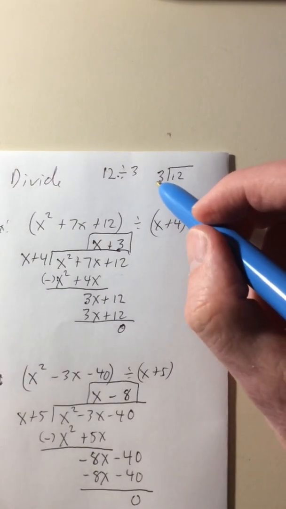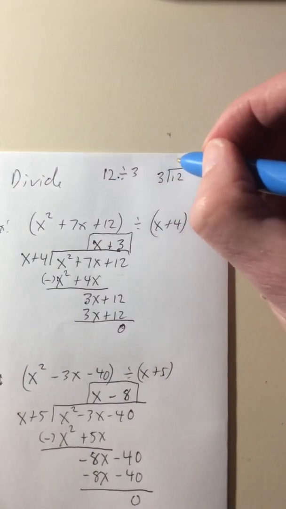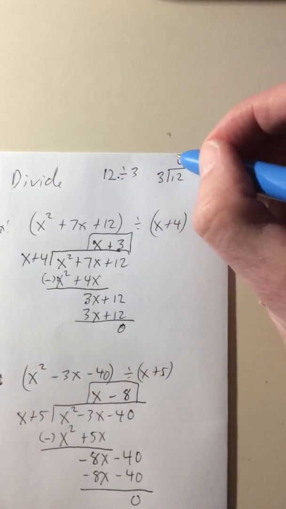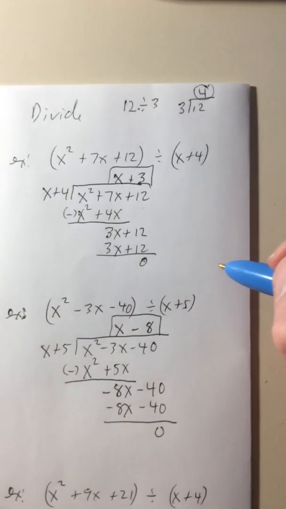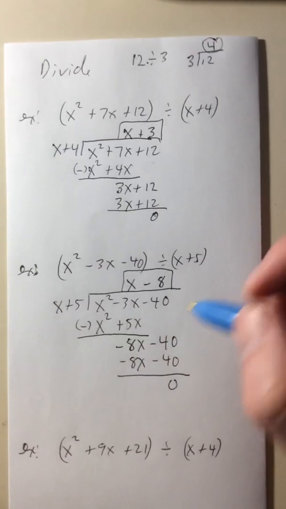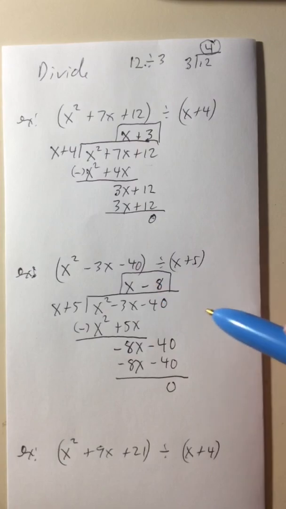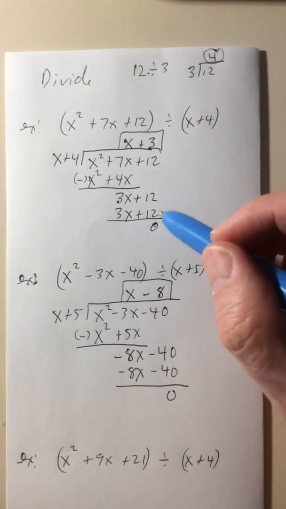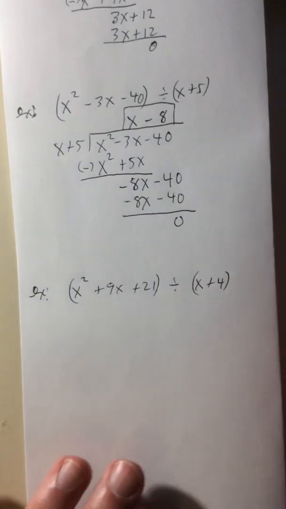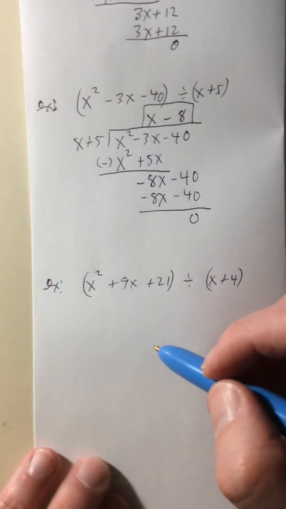Right, just like here, when we divide 3 into 12, the answer is 4, and that ends up on the top of this house. I'll still call it a house. So we got x plus 3 is our answer there, x minus 8 is our answer there, and you'll notice that there was no remainder here, no remainder here, but that's not always the case. So let's do one where there's a remainder.